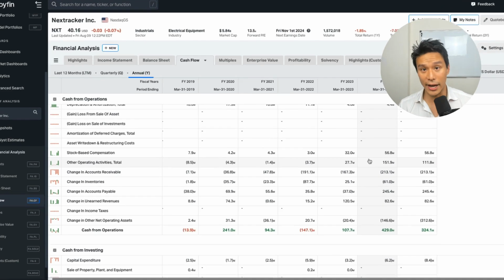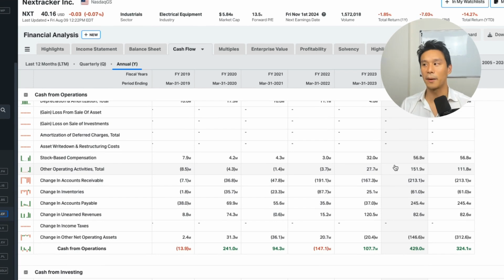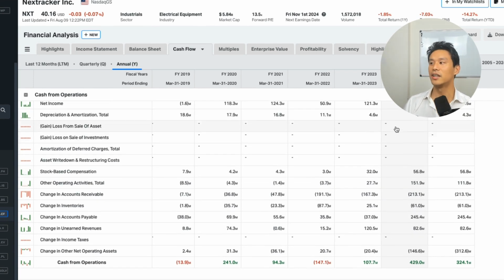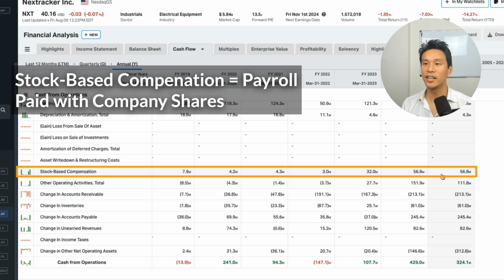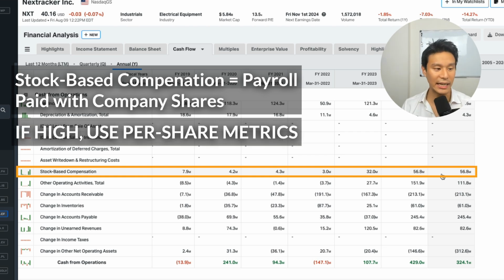A couple things that I also like to keep an eye out for in the cash flow statement is, one, share-based compensation. So that's in the cash from operation. I want to check how much they're paying in stock. It's a positive impact to cash flow because it's considered a non-cash expense. When you pay in stock, you're not using any cash, but it does raise the number of shares. So it dilutes your earnings as well as your cash flow per share. So when you see a really high stock-based compensation number relative to the overall cash from operations or relative to the overall revenues, you want to be mindful to use per share metrics because you want to account for that dilutive impact of issuing all those shares to pay your employees.